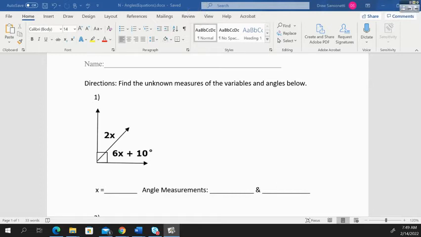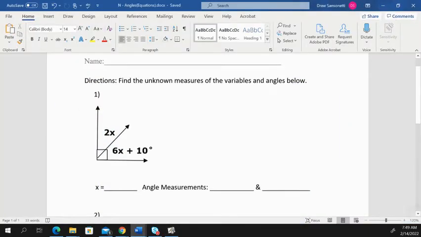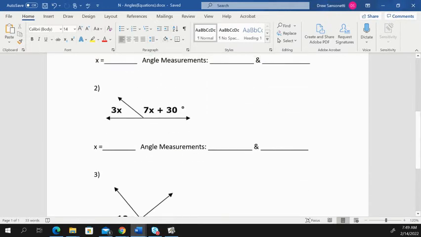Oh, I know what I did. Sorry, I hit this button. Minimize. I will scroll down to number 2. Now let's look at number 2.